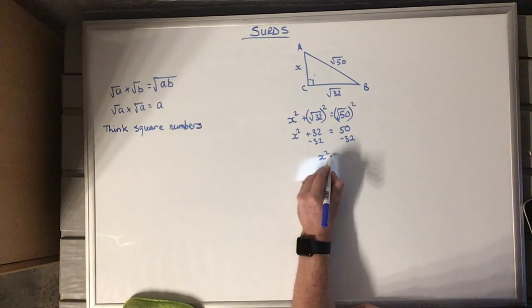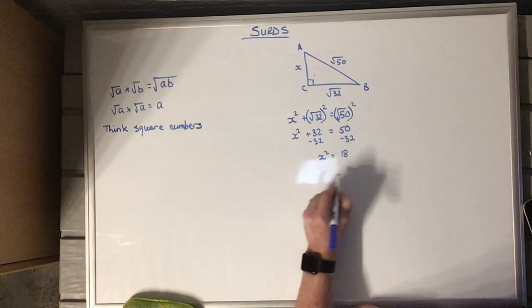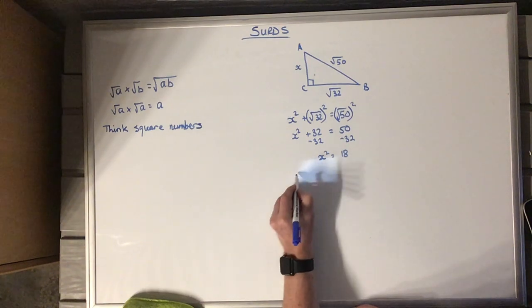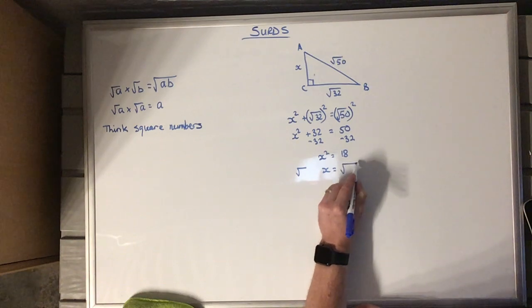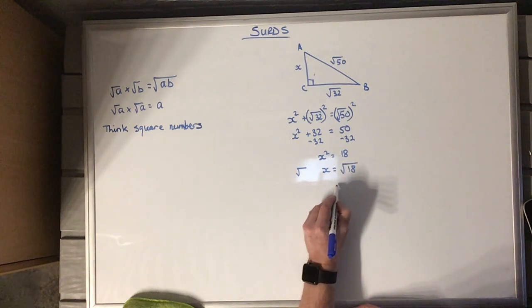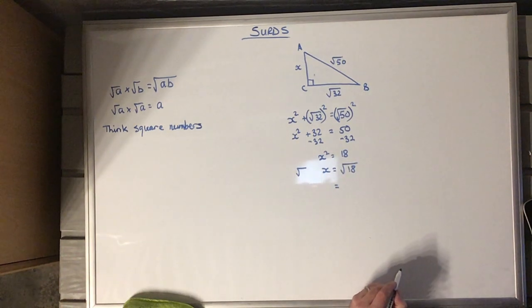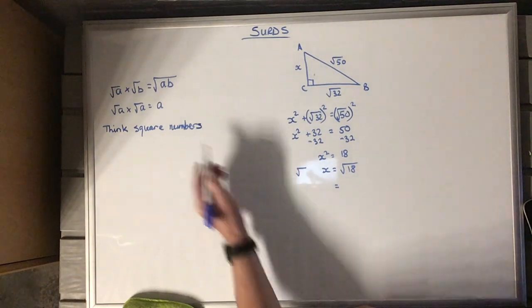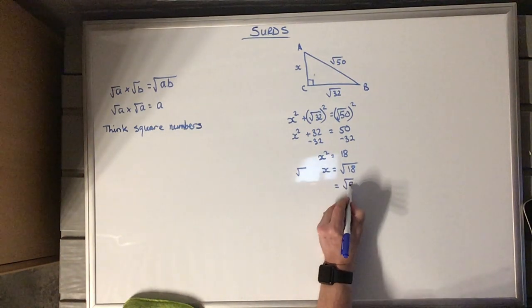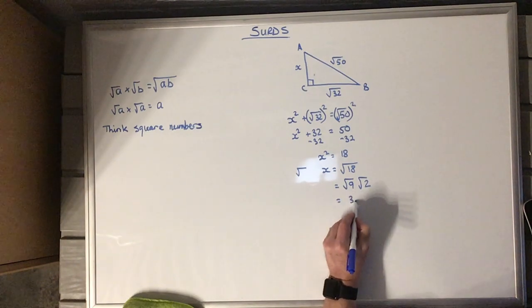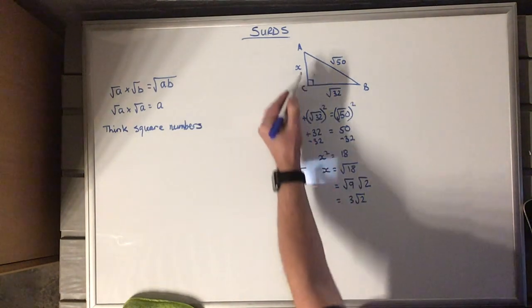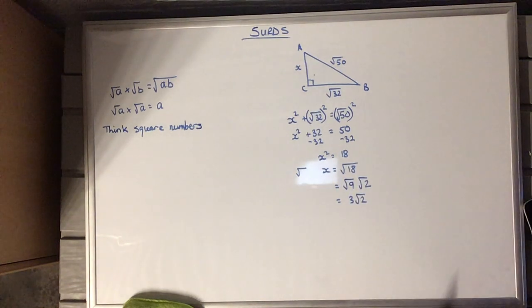X squared then is equal to 18. Therefore, take the square root of both sides, so x is equal to the square root of 18. But we have to simplify it as much as possible. Well, back to square numbers. Square root of 9, square root of 2, square root of 9 is 3, so it's 3 root 2. So the length of that side AC is 3 root 2.